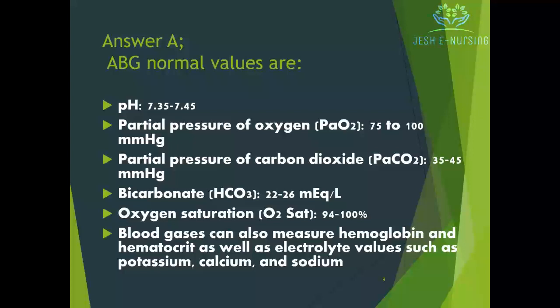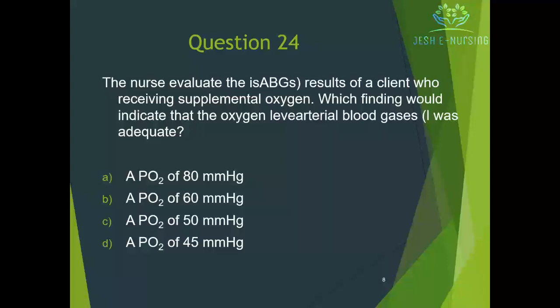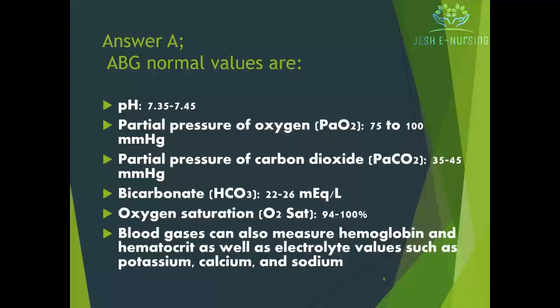The normal ABG pH is 7.35 to 7.45. Partial pressure of oxygen, PaO2, is 75 to 100 mmHg. Partial pressure of carbon dioxide, PaCO2, is 35 to 45. Bicarbonate value is 22 to 26 mEq per liter. Oxygen saturation, SpO2, is 94 to 100 percent. So in this question, the answer is the oxygen value of 80, which is the correct one.